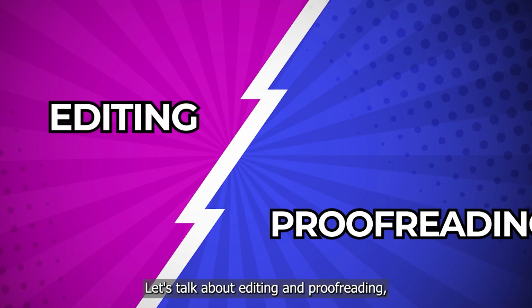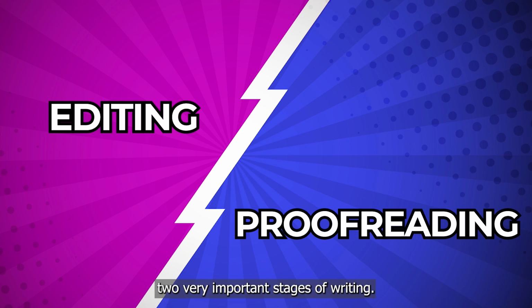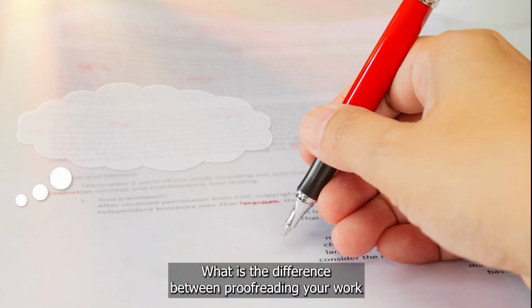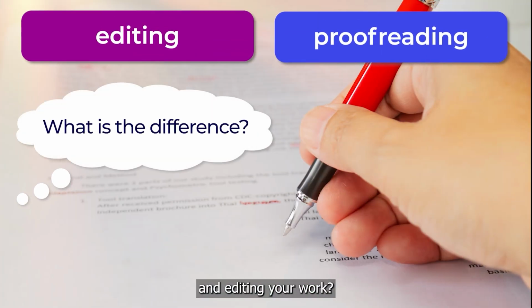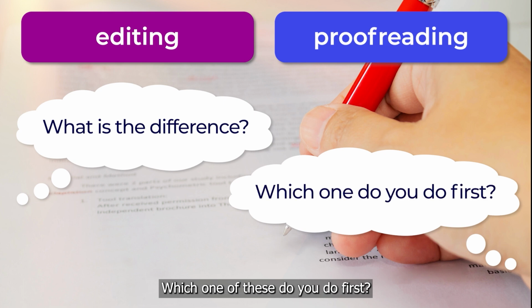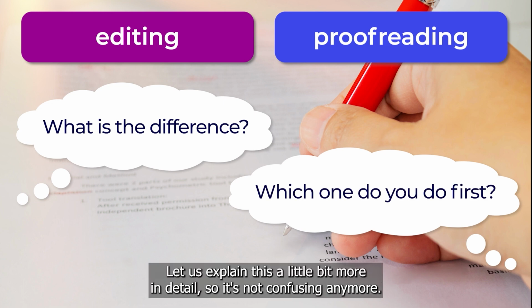Let's talk about editing and proofreading, two very important stages of writing. What is the difference between proofreading your work and editing your work? Which one of these do you do first? Let us explain this a little bit more in detail so it's not confusing anymore.